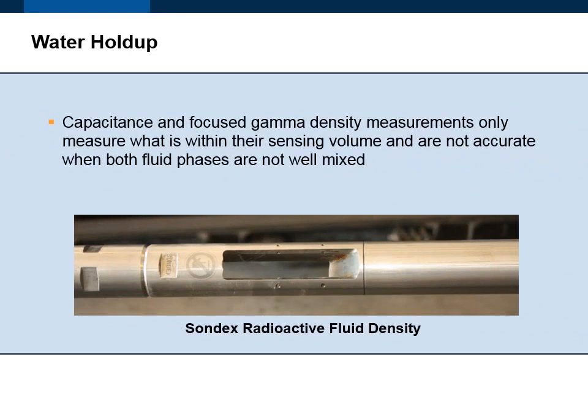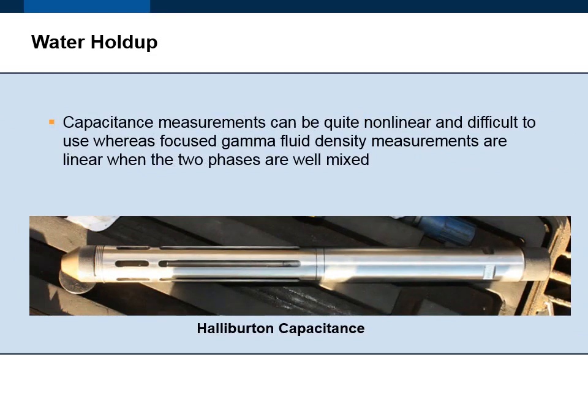Capacitance and focused gamma density measurements only measure what is within their sensing volume and are not accurate when both fluid phases are not well mixed. Capacitance measurements can be quite nonlinear and difficult to use, whereas focused gamma fluid density measurements are linear when the two phases are well mixed.